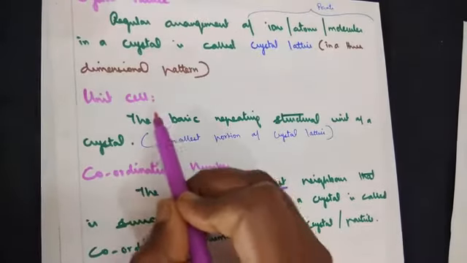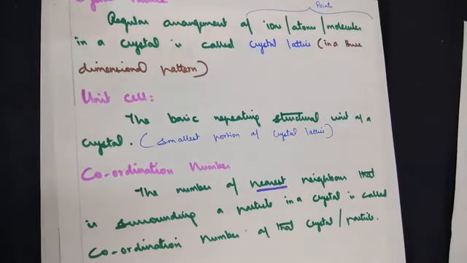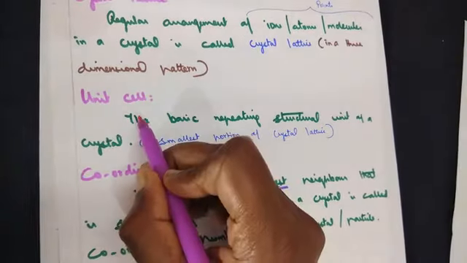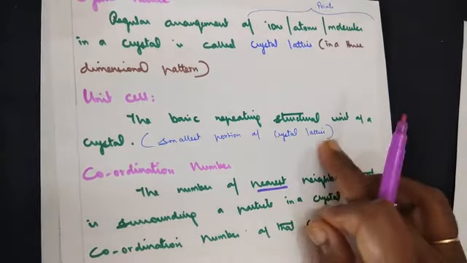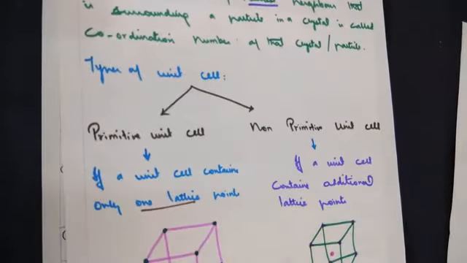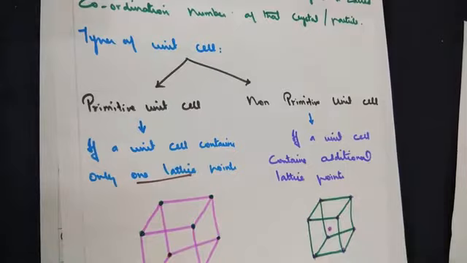Now unit cells are primarily important to learn about any crystal structure. What's the meaning of unit cell? The smallest portion of the crystal. Now the unit cell is further divided into two categories: primitive unit cell and non-primitive unit cell.